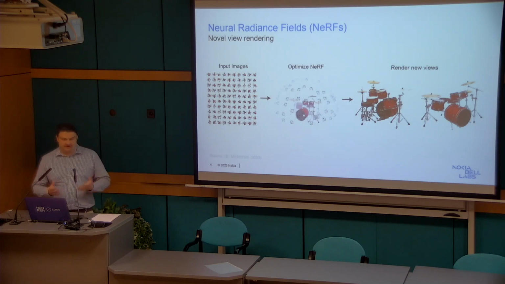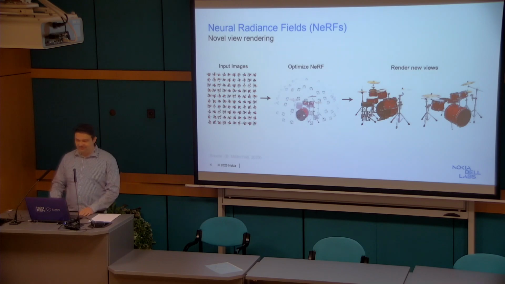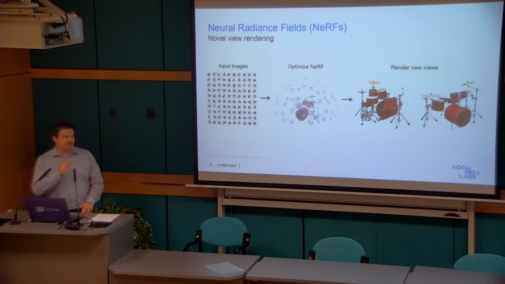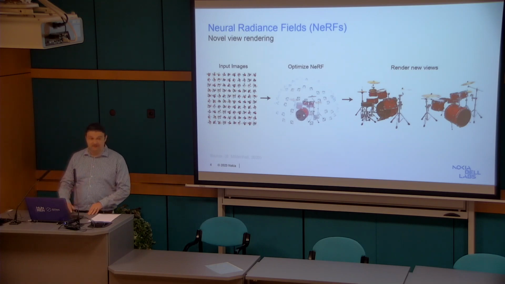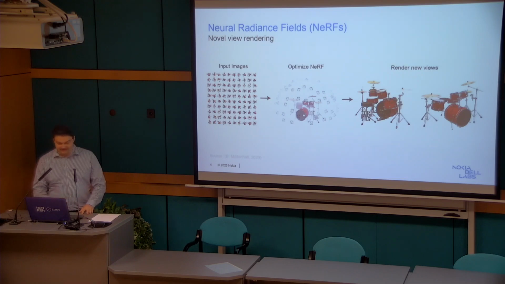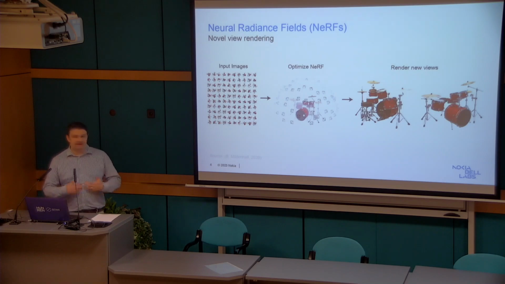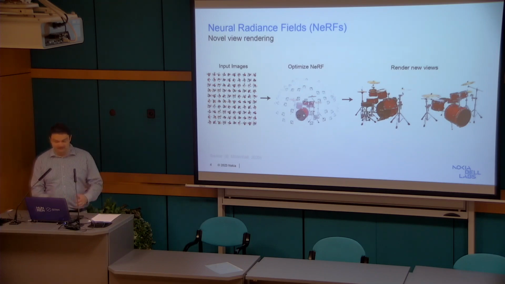NeRFs appeared a couple of years ago, and it was a major breakthrough in novel view rendering. So what are the inputs and what do we want to achieve? We have a sequence of images and we know the pose of each image. It means that we know the transformation from a world coordinate system to the camera, as you can see here. And after we have this set of images, we train a network, and then we are able to render new views from totally new poses that were not seen before.